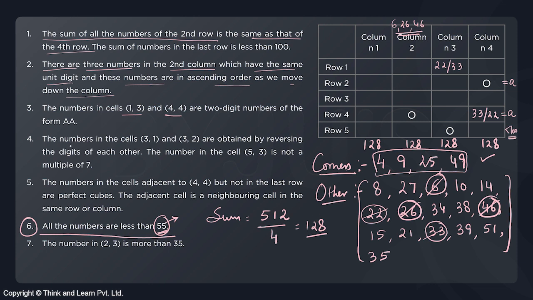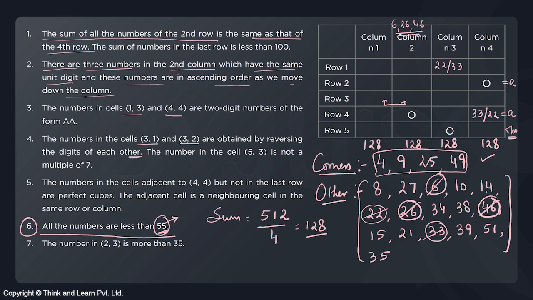What next? The numbers in the cells 31 and 32 are obtained by reversing the digits of each other. 31 and 32 are this number and this number. So what can they be? Can you just have a look once again? They cannot be 4, 9, 25 or 49. Reverse of 27, can we have 72? No. Reverse of 10? No.